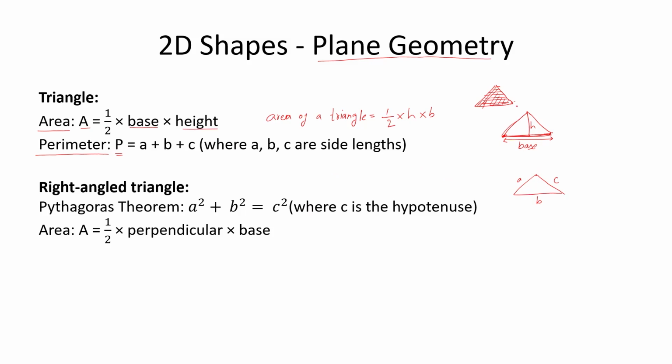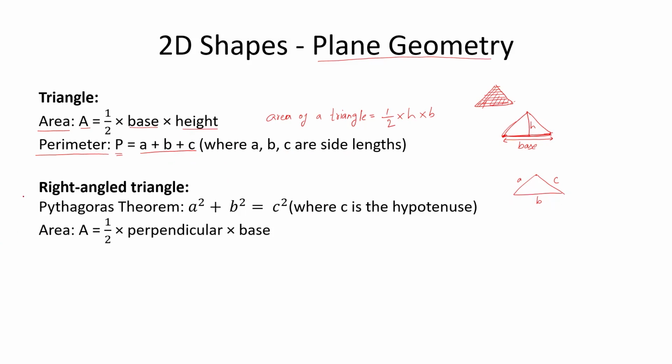Is that okay? Area means the area between these sides, the area of the triangle. Perimeter means this distance. You start from one point and come back to the point. So area is 1 upon 2 base into height. Perimeter is the sum of all the sides. So A plus B plus C, where A, B, C are side lengths. Now, this is a general triangle.